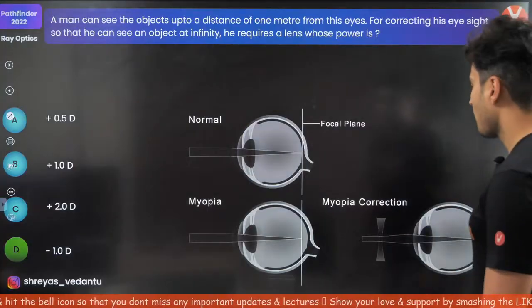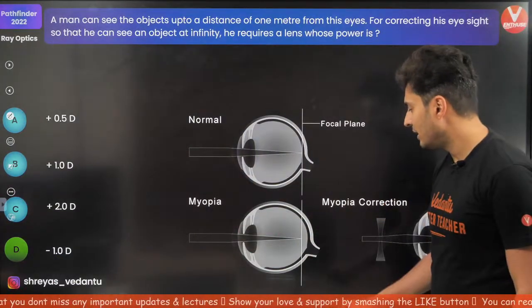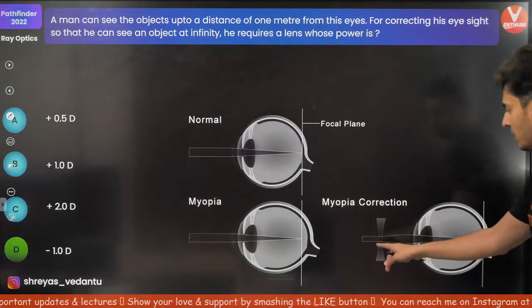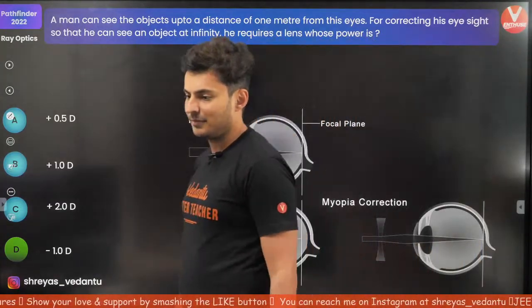Okay, so this is what it is. It is basically myopia. The rays are converging before the retina. So you use a concave lens, and that's what you do. You use a concave lens and make sure the rays converge on the retina. That's what has been done.